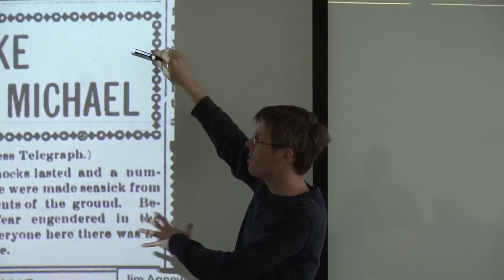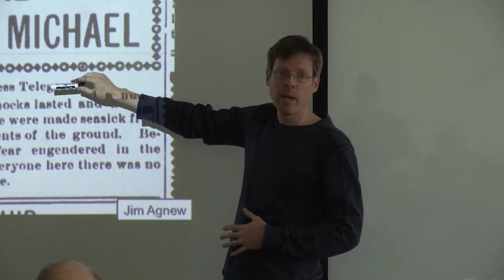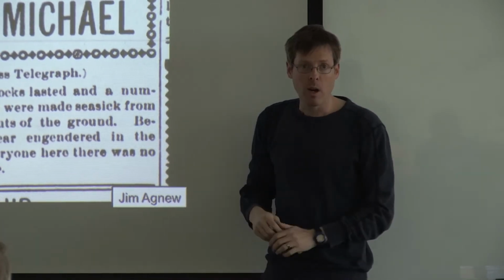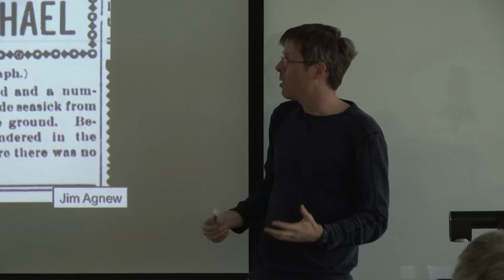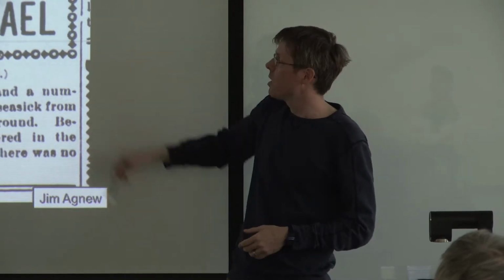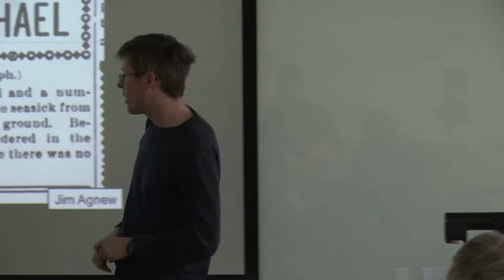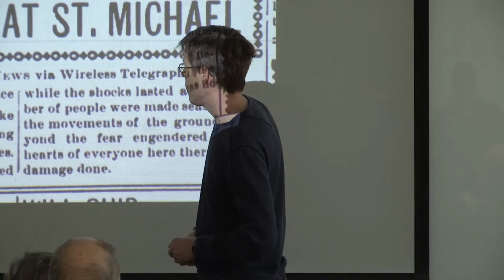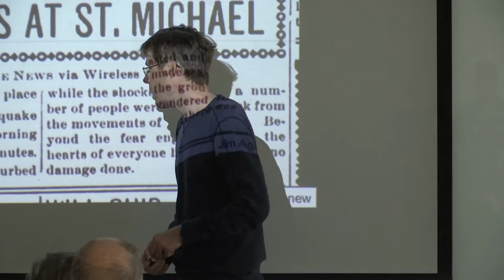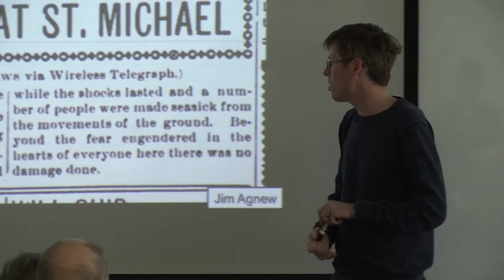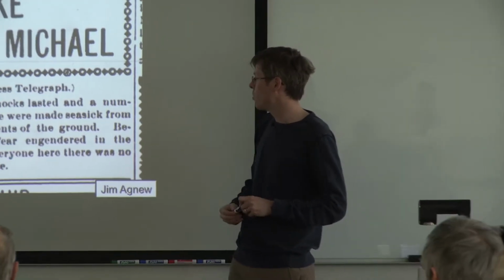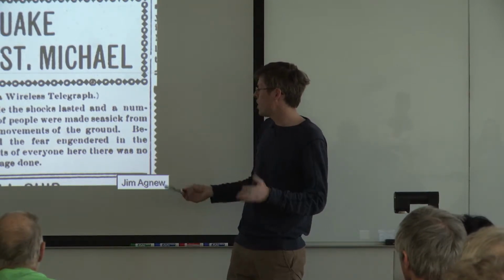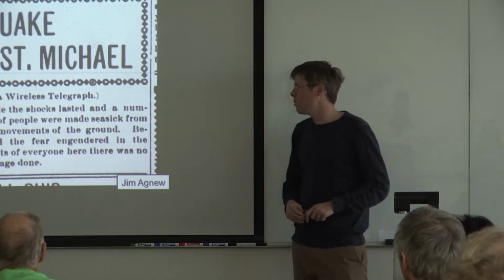But on the front page, there was this earthquake reported from St. Michael, which, if you have a map of Alaska in your head, is very far from Rampart, and far from Fairbanks. So here was this severe earthquake at St. Michael. Just read it: "This place was visited by a severe earthquake at 10:55 Saturday morning, lasting for more than 5 minutes. Everything was violently disturbed while the shocks lasted, and a number of people were made seasick from the movements of the ground. Beyond the fear engendered in the hearts of everyone here, there was no damage done."